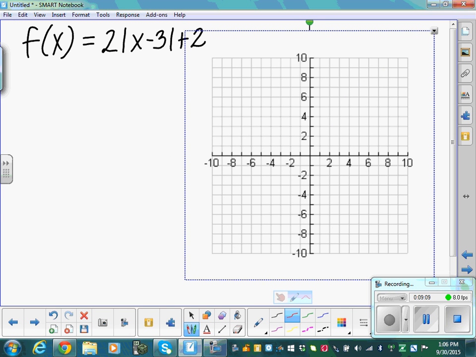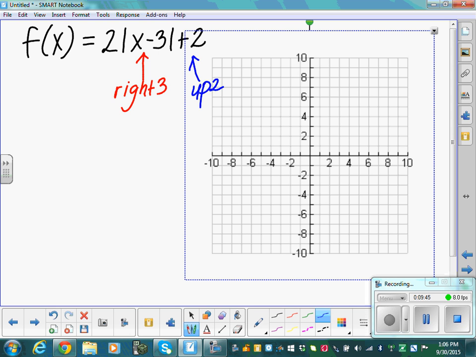All right, so looking at our first example here, we know that we have f of x is equal to 2 times the absolute value of x minus 3 plus 2. So the first thing we do is identify our shift left and right. So inside the absolute values, this is our shift left and right. We always go the opposite of the sign. So we're going to be going right 3. Then we look at our shift up and down. We're going to look at what's added on the outside of the absolute values, and the sign stays the same. So we'll be going up 2.